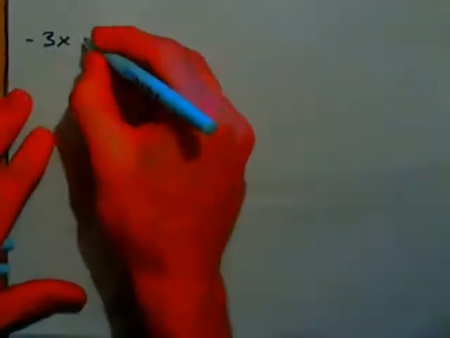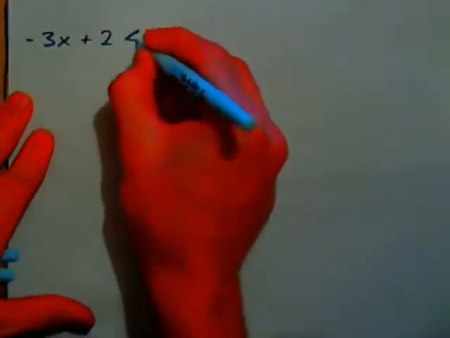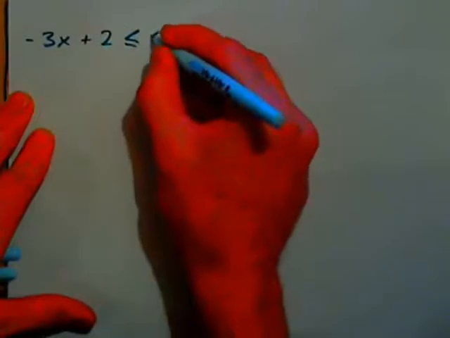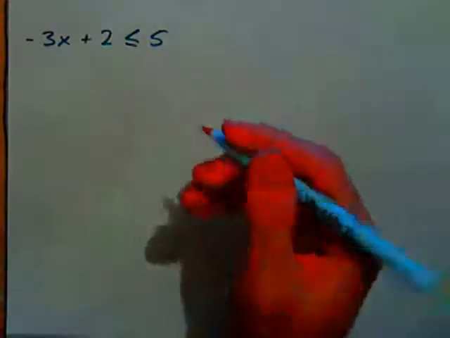Okay, so let's just do some examples. If you had negative 3x plus 2 is less than or equal to 5, go ahead and solve that. And again, just imagine it's an equation. You're solving it like an equation.